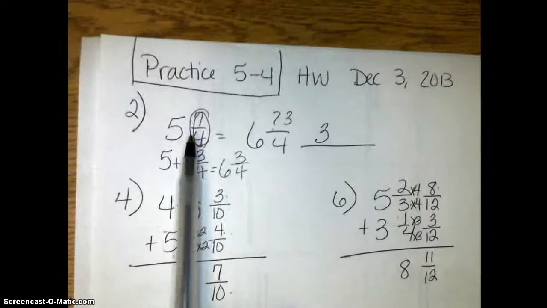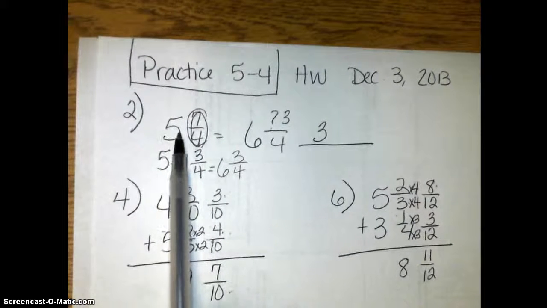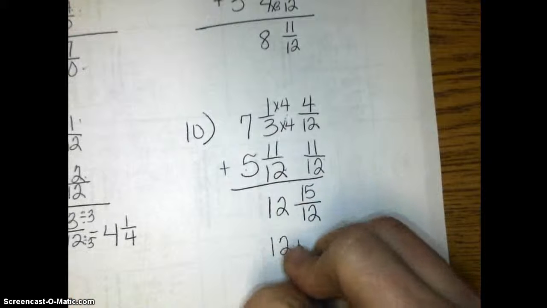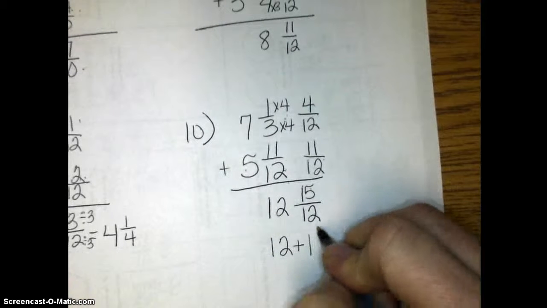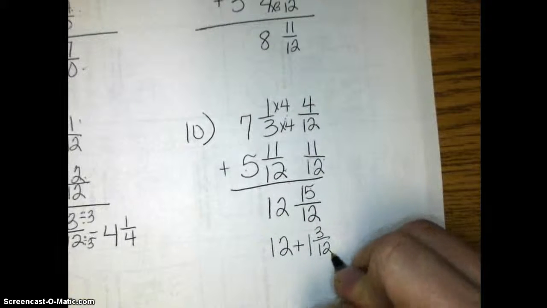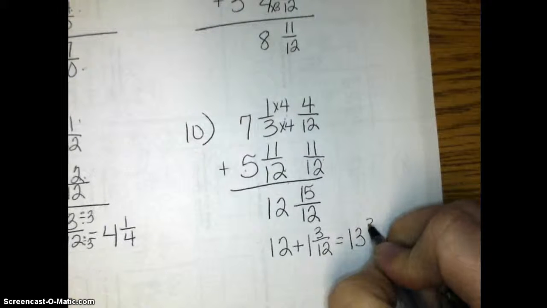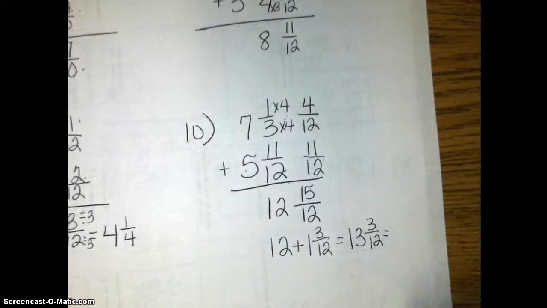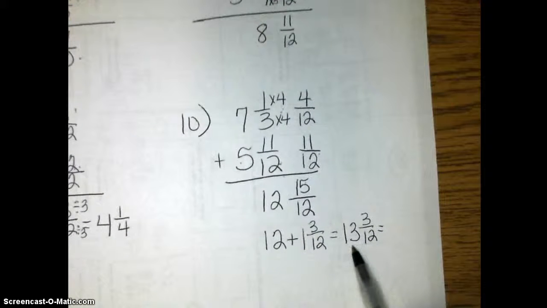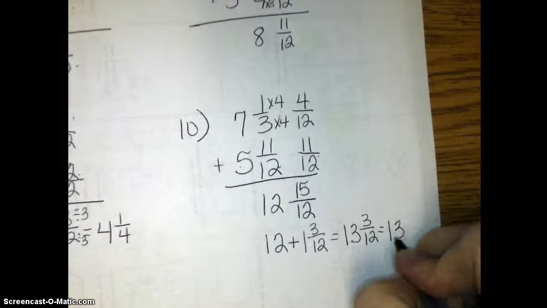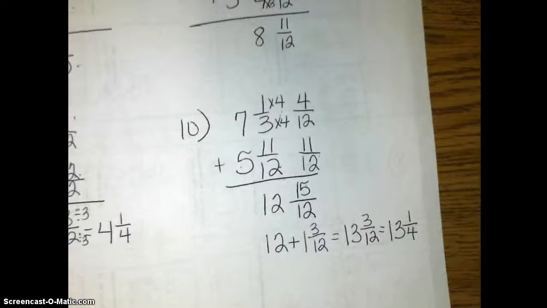Now I'm back to this kind of situation up here as in number 2. That's why you did those problems. You're going to have to change this 15/12. So another name for 15/12 is 1 3/12. And so now I can combine those together to give me 13 3/12. There's still something wrong with this answer. 13 3/12, just like this 3/12 over here. This can be said in a simpler way by simplifying it by 3 to give me 13 1/4.